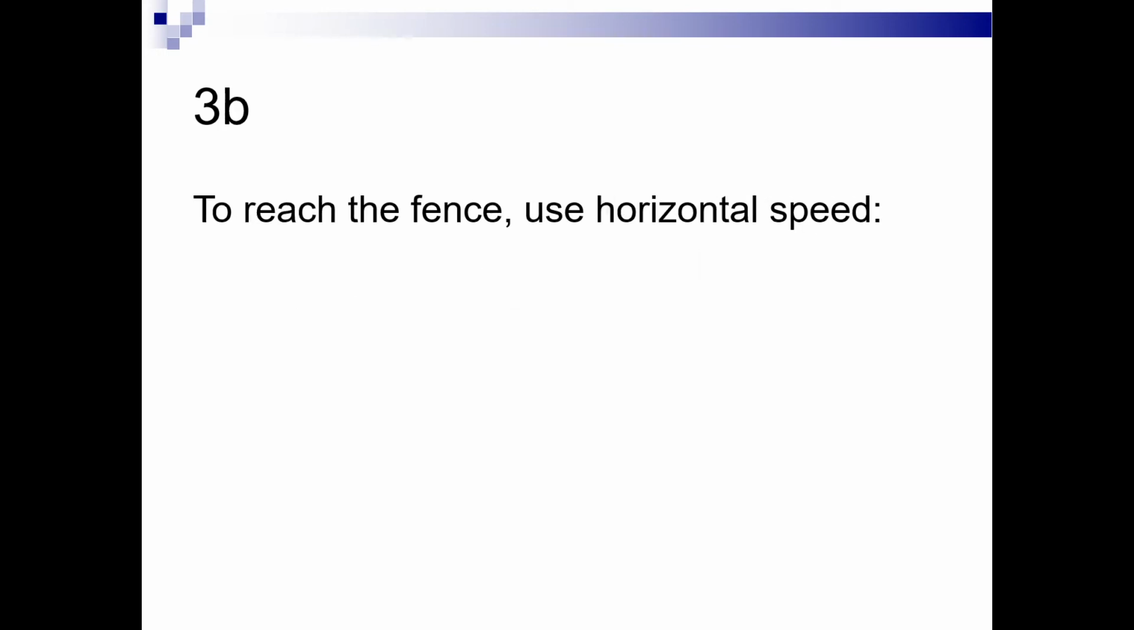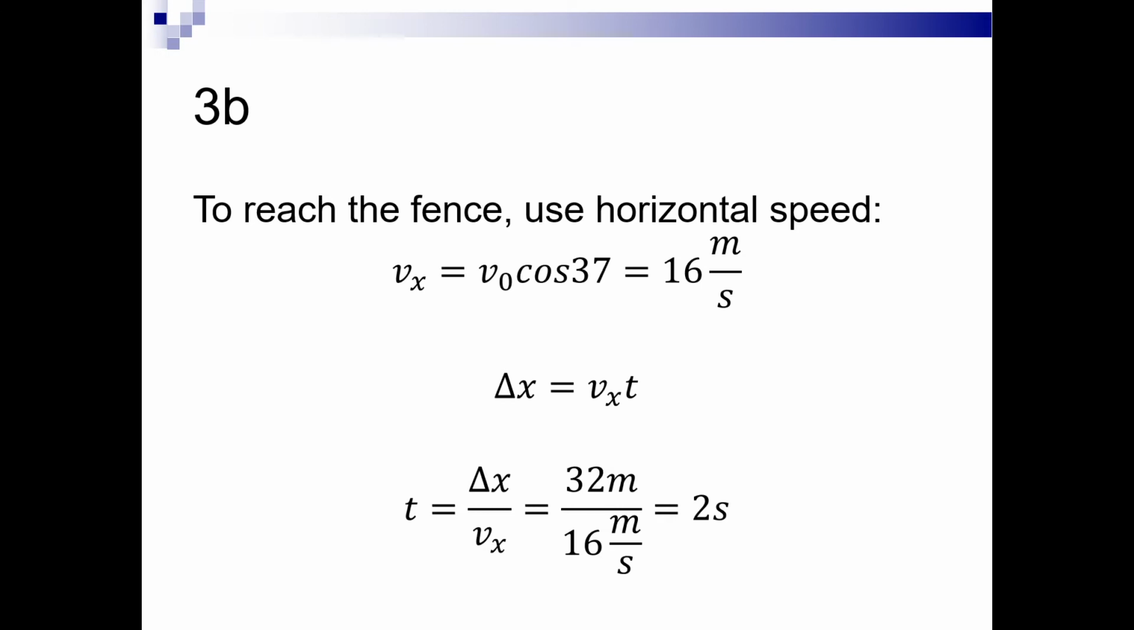But now it's asking us, how long does it take till it gets to the plane of the fence? How long does it get there? And so we use the horizontal speed, because that's what's important. We know that the horizontal speed is just the hypotenuse times the cosine of the angle, so that's 16 meters per second. We also know that distance is velocity times time, and it's constant velocity because it's the horizontal component. So we can rearrange that or just solve with basic stuff. It's going 16 meters per second, and it's going 32 meters. It takes 2 seconds. So that's how long it would take to get to the fence.